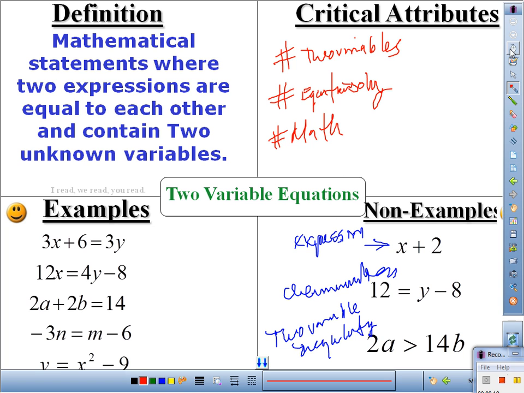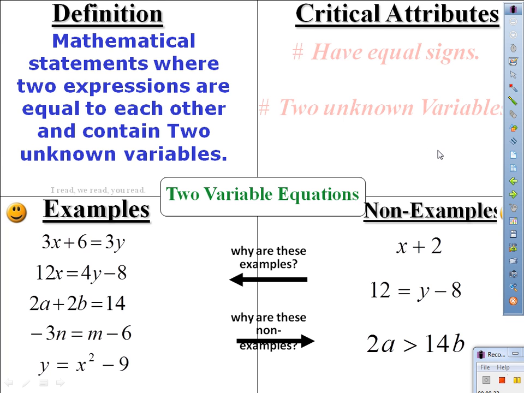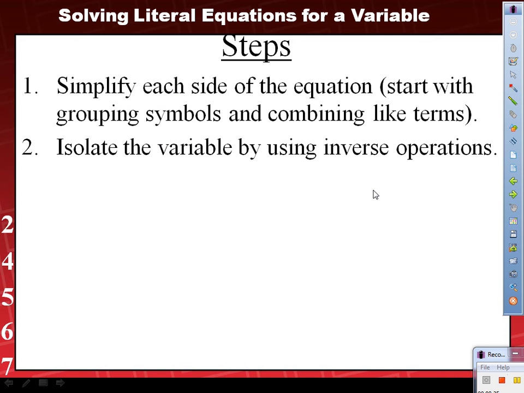And let's write 2 steps for today. Only for today, we're going to use 2 steps. Here we go. Write these steps down right underneath. Step number 1, simplify each side of the equation. Start with grouping symbols and combine like terms. Step 2, isolate the variable by using inverse operations. And I'll explain why we're only using the first 2 steps today. Copy that, please.